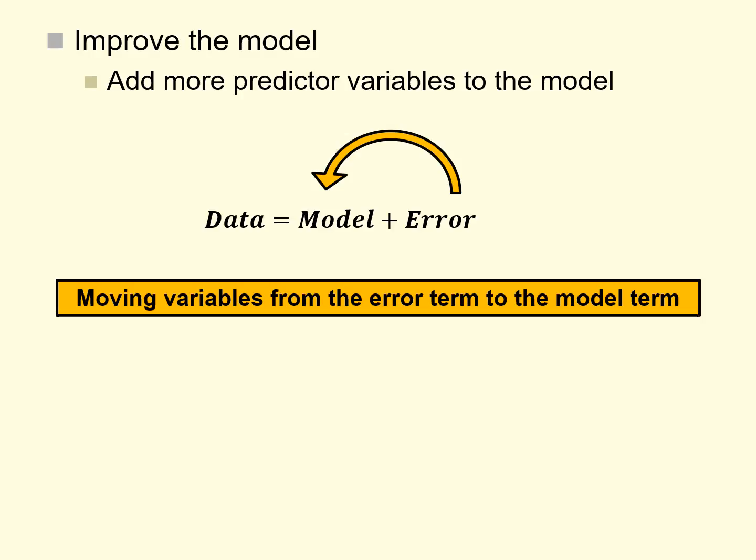The other broad approach to reducing error involves improving the model. And by improving the model, what I mean is we want to add more predictor variables, more parameter estimates to the model. If you can imagine a case of a simple regression where we're predicting someone's level of depression based on their use of alcohol.